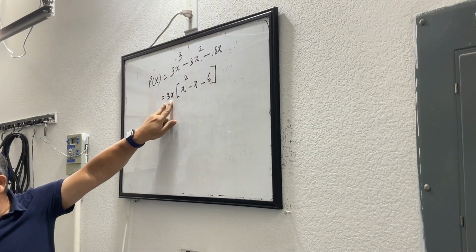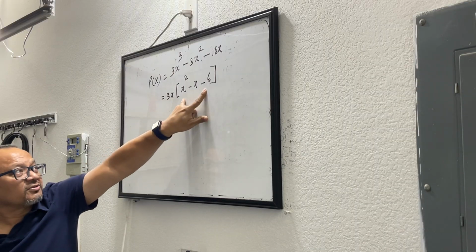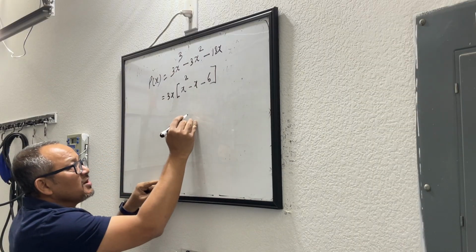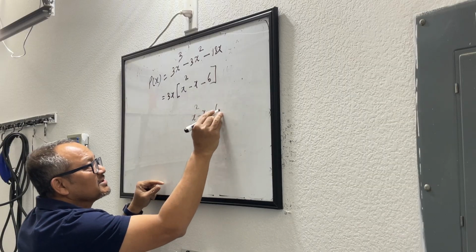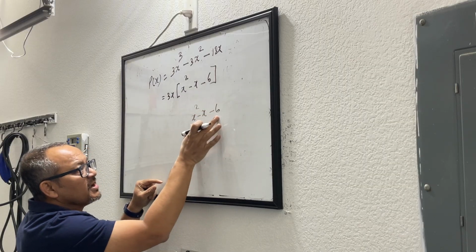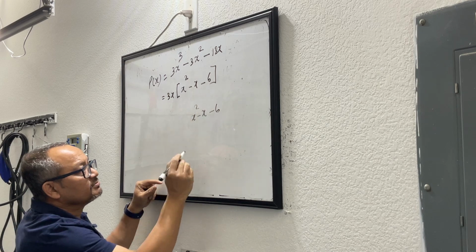So one factor is out. This is what you're trying to factorize. Now the method for that is x squared minus x minus 6. We are trying to convert this into factor form.